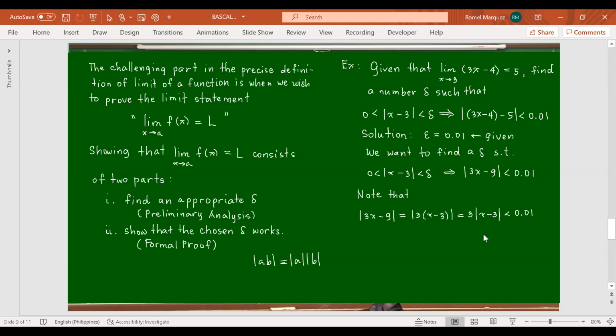Okay? So what is now delta, guys? If I divide this inequality by 3, I get what, guys? So I get absolute value of x minus 3 less than what? So this is equivalent to this: 0 less than absolute value of x minus 3 less than 0.01 over 3.